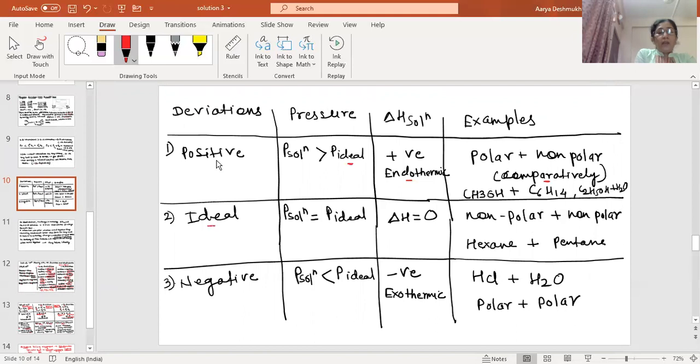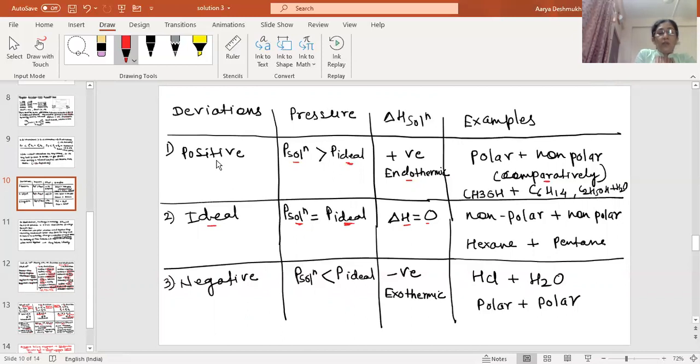When it is an ideal condition, these two pressures should be equal. But when it is a positive deviation, this is greater than this one. So this delta H would be 0 in this condition, and this is true for non-polar components. If both the components are non-polar, meaning they have the same polarity, the rate of evaporation would be quite similar, and the vapor pressure of this solution would be equal to the ideal conditions here.